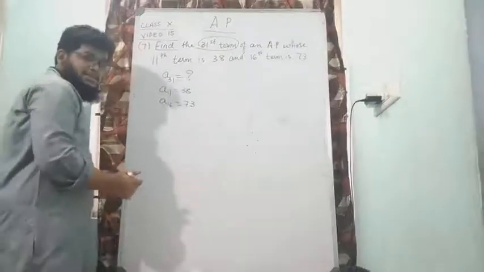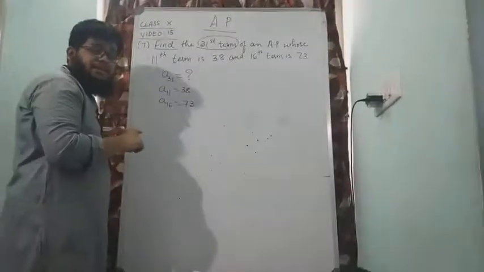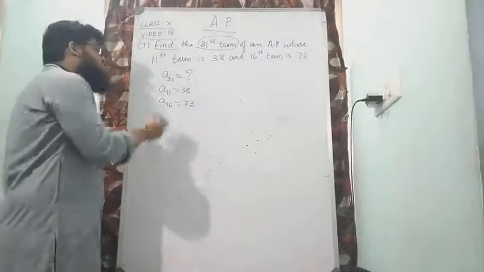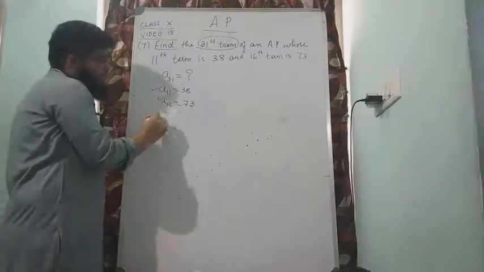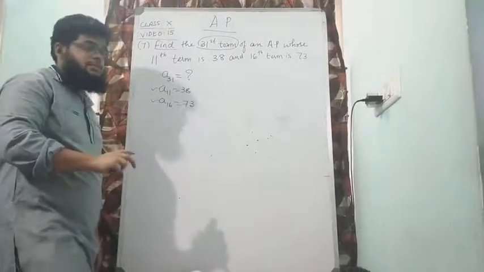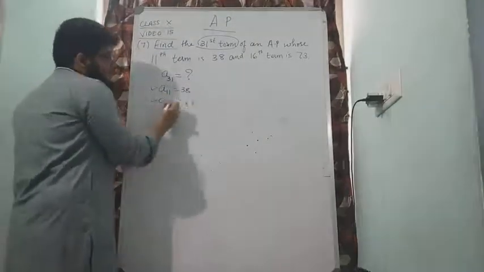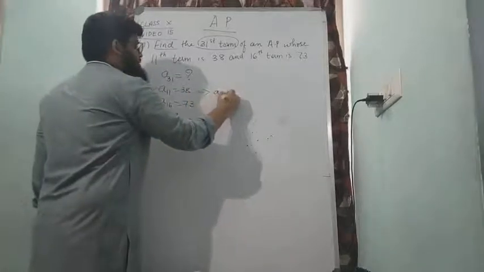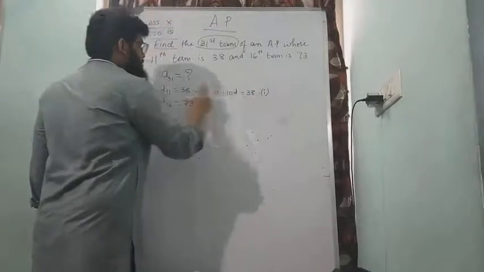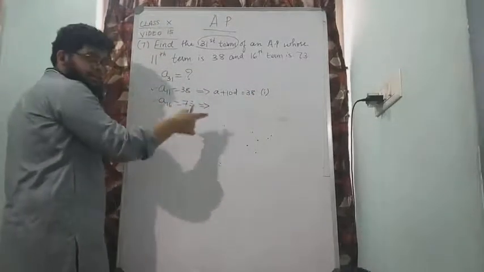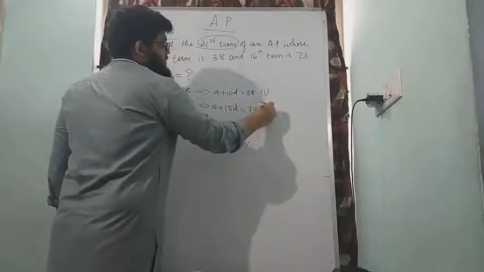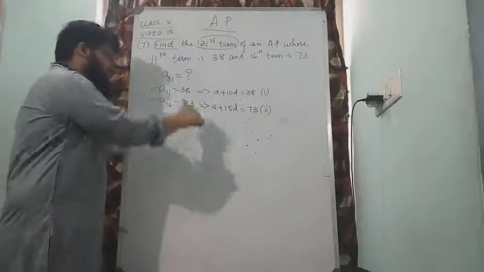So what do we do next? If you remember the last exercise, it is just the same way, but this is given in the form of sentences or statements. So A11 equals 38 and A16 equals 73 should be converted to their general forms. A11 can be converted to A plus 10D, correct? That will be equal to 38, and I'll call that equation number 1. And A16 can be written in its general form as A plus 15D, that will be equal to 73, that is equation number 2.